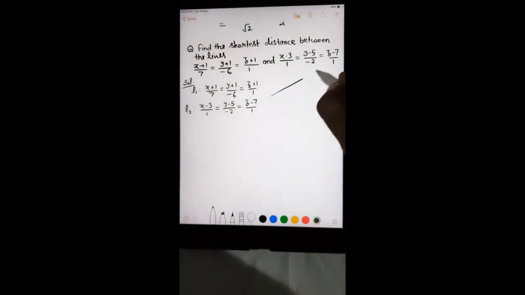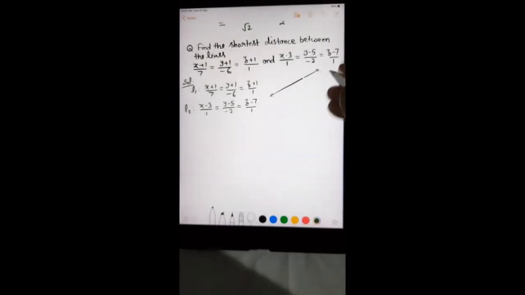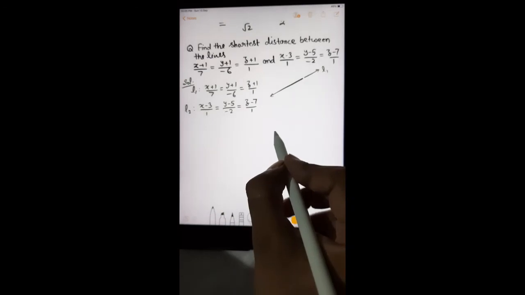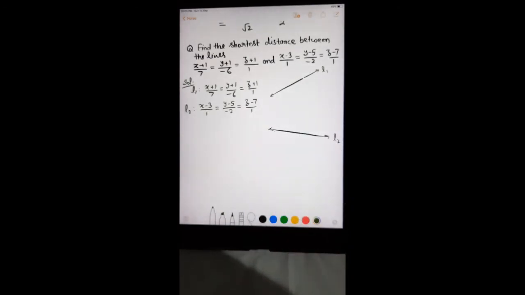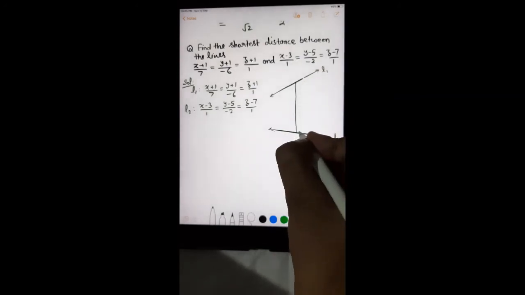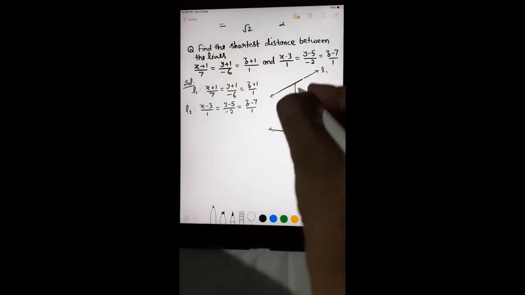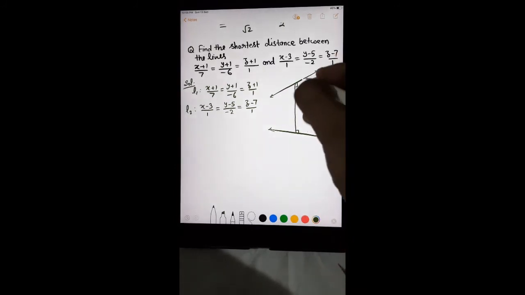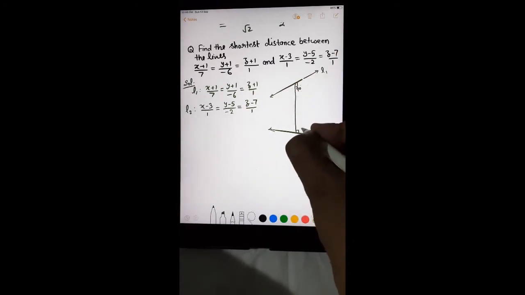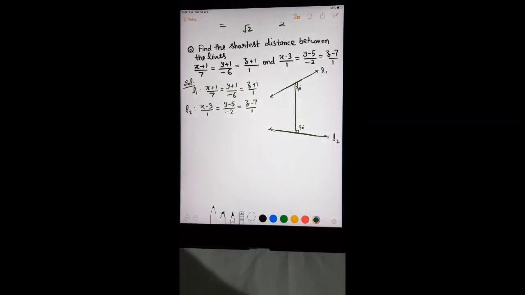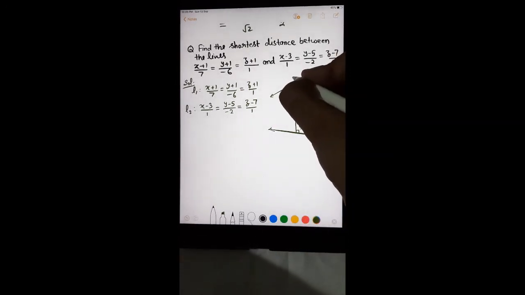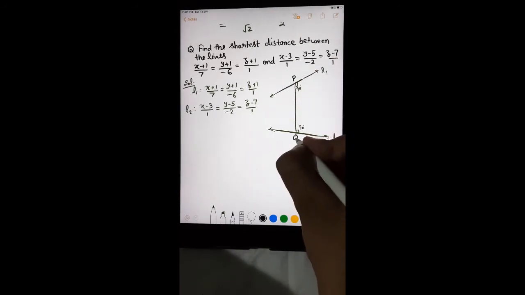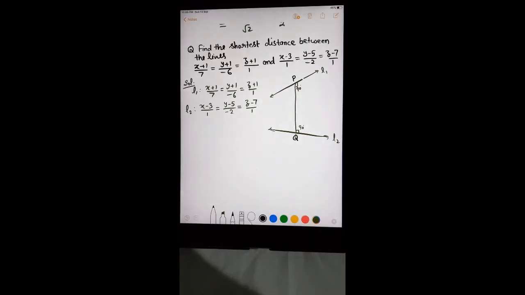Let one line is this one. This is the line L1. Another line is this L2. Now the shortest distance between these two lines means a line which is perpendicular to both L1 and L2. This angle is 90, this is also 90, like this. So let the coordinates of this point is P and coordinates of this point is Q.